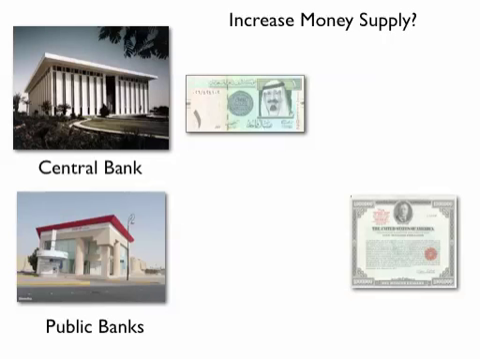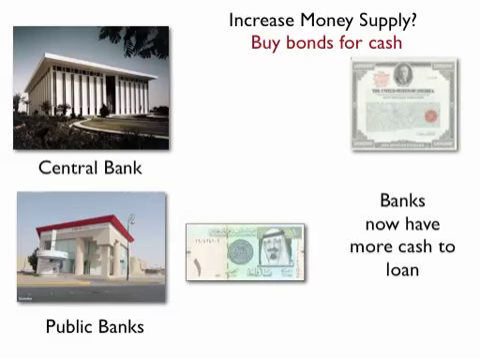So the central bank has got a stack of reals, and the public banks have government bonds that they hold as part of their asset security side. Now, if the central bank wants to increase the money supply, they can buy the bonds from the bank for cash. So the cash moves out of the central bank down to the public banks, and the bonds move back to the central bank. Now banks have more cash to loan, so the money supply has been increased due to this open market activity.